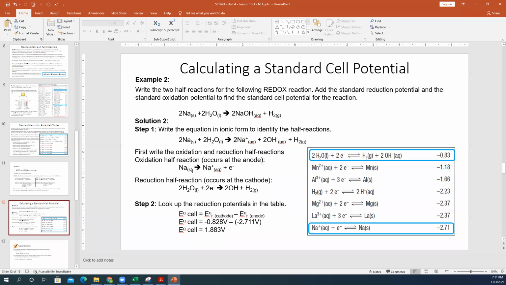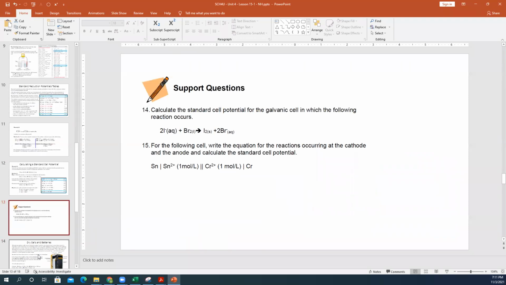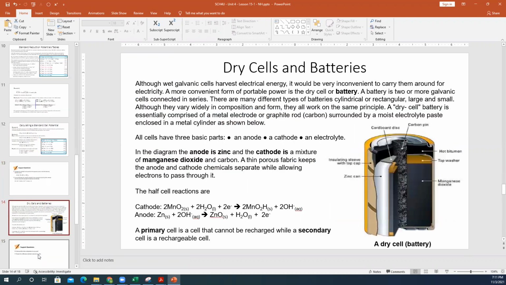Now for this one, because sodium was neutral and sodium ion has got a single plus charge, we would want to put down a single electron to make sure it neutralizes that single positive charge to balance and be the same as what we have on this side of the reaction, which is 0, which is neutral. All right, there's a couple of support questions for you guys to practice with. And then let's take a look at dry cells and batteries.